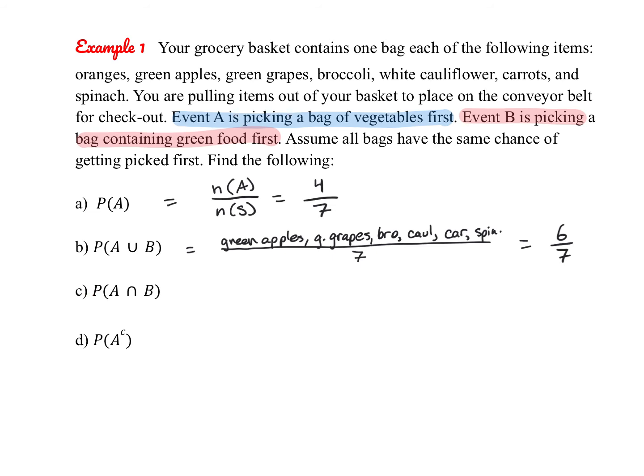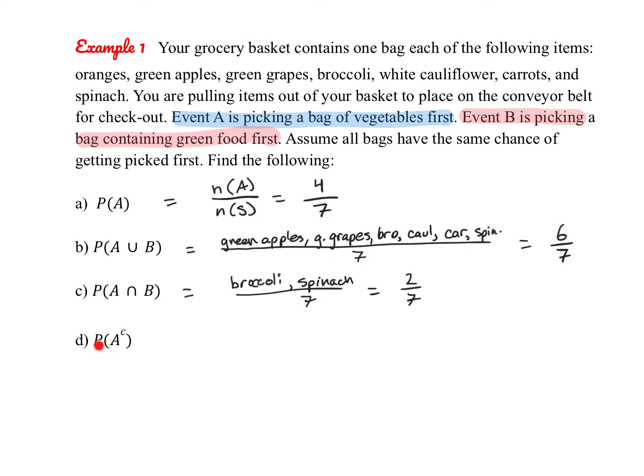But this next one, part C, we're finding the probability of the intersection of A and B. So the outcomes need to be both vegetables and green. So maybe we can list this out again. So which things are vegetables and green? So we have broccoli, white cauliflower wouldn't work, carrots won't work. Oh, spinach works. Spinach is a vegetable and it's green. And then there's 7 possible outcomes. So our probability of the intersection of A and B is 2 out of 7.